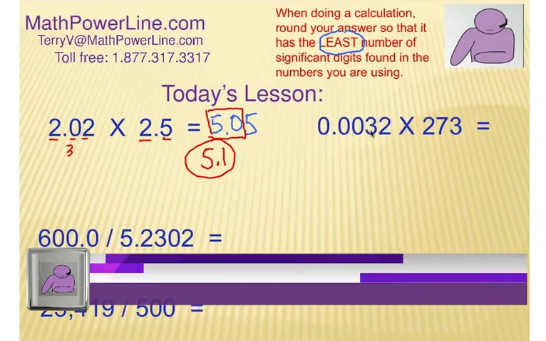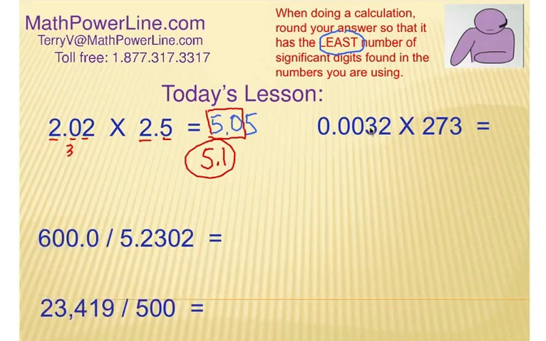Alright, the multiplication here gives us this answer, 0.8736. Alright, again, ask yourself, what are the significant digits I have in these numbers? Alright, 0.0032. Alright, we have a 3 and a 2, of course. Now these are actually leading zeros. We don't count them. So that has 2 significant digits.